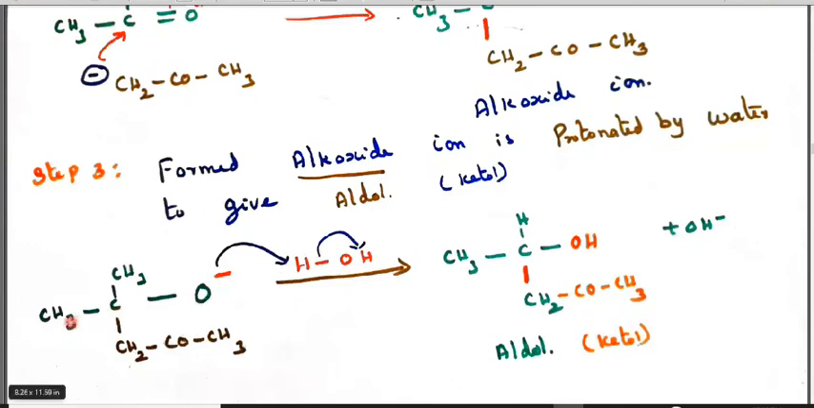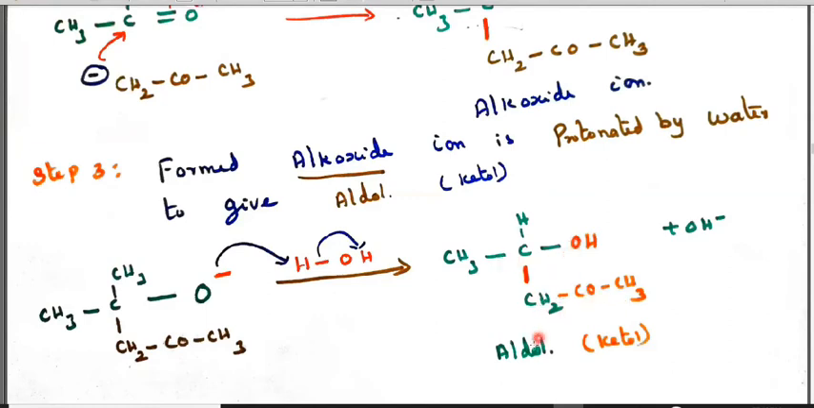So in this alkoxide ion, CH3, C, CH3, CH2, CO, CH3, O minus. This water I have written as H single bond OH. So this minus is shifted to H. This bond is shifted onto oxygen because oxygen is more electronegative than hydrogen. The hydrogen electronegativity value is 2.1, whereas oxygen is 3.5. So this minus gives the electron to H. So we get CH3, C, CH3, OH and CH2, CO, CH3.